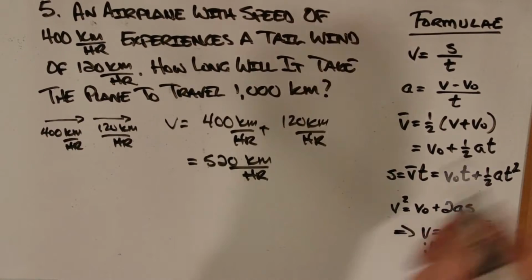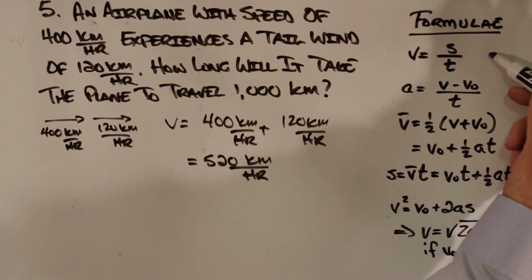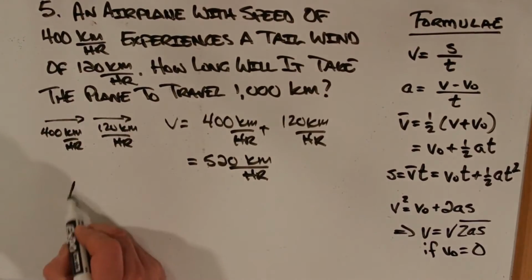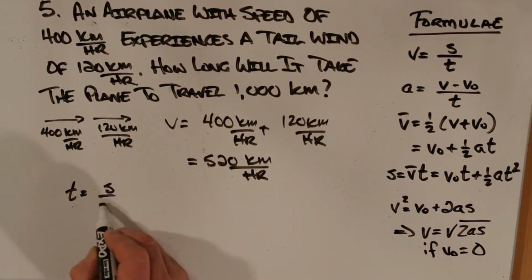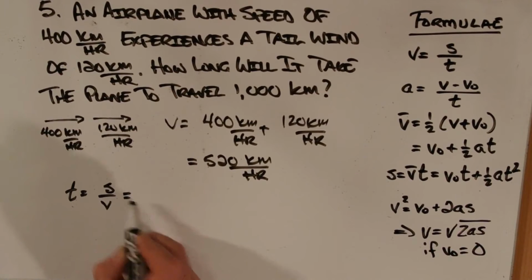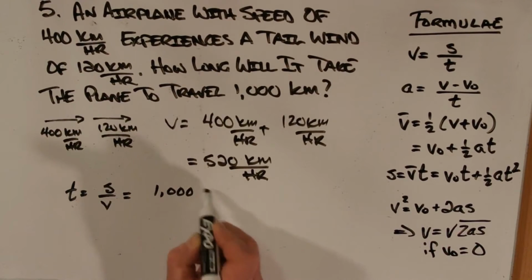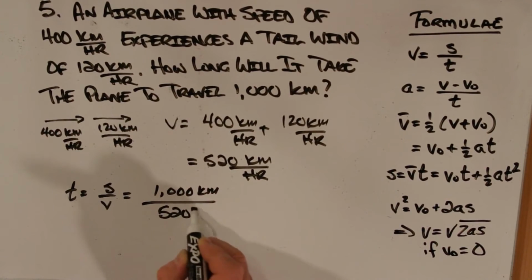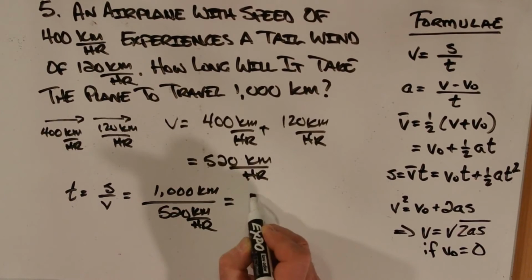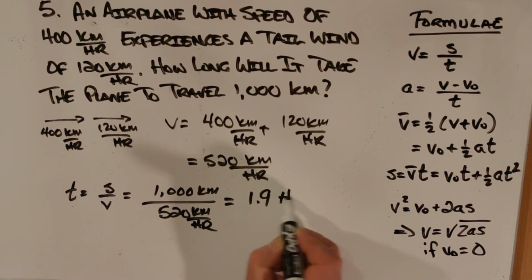And then using the first equation again, we're asked to find out how long it will take for the plane to travel 1,000 kilometers. Time will be distance divided by velocity. So it's 1,000 kilometers divided by 520 kilometers per hour. Time then is 1.9 hours. And that's our first set.